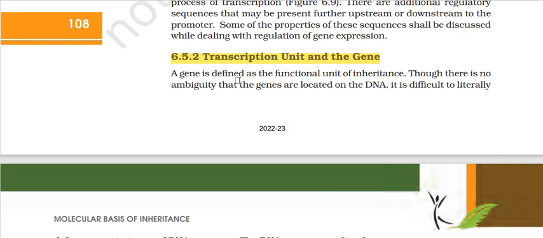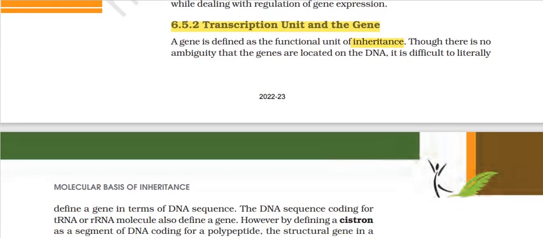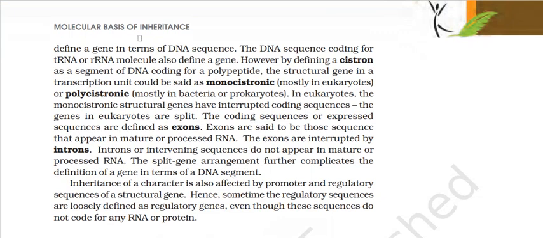In the previous video, we had done the first part of molecular basis of inheritance and we'll be taking that forward. A gene is defined as the functional unit of inheritance. Though there's no ambiguity that the genes are located on the DNA, it is difficult to literally define a gene in terms of DNA sequence. So we already know that genes are present on the DNA, we know this ever since, but we actually have to define it in terms of DNA. The DNA sequence coding for tRNA and rRNA molecule also define a gene.